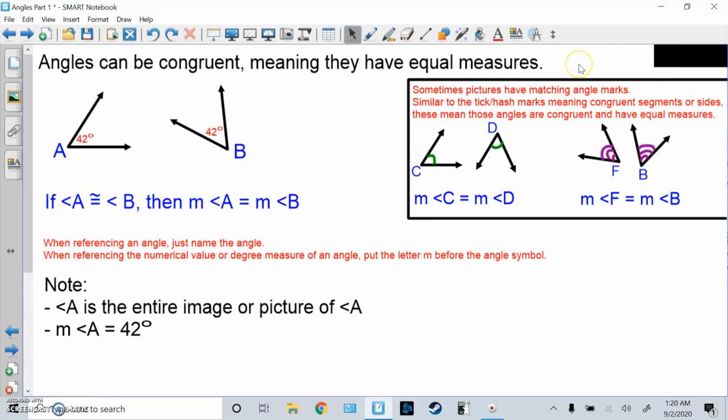Also, sometimes pictures have matching angle marks. So similar to the tick or hash marks, meaning congruent segments or sides, these mean those angles are congruent, so they have equal measures. So here I have 2 angles. I have this one green angle mark. Since they're both 1 each, that means measure angle C is equal to measure angle D. And here I have 3 purple marks. So it's the same number of markings. We know the measure of angle F is the same as measure angle B.